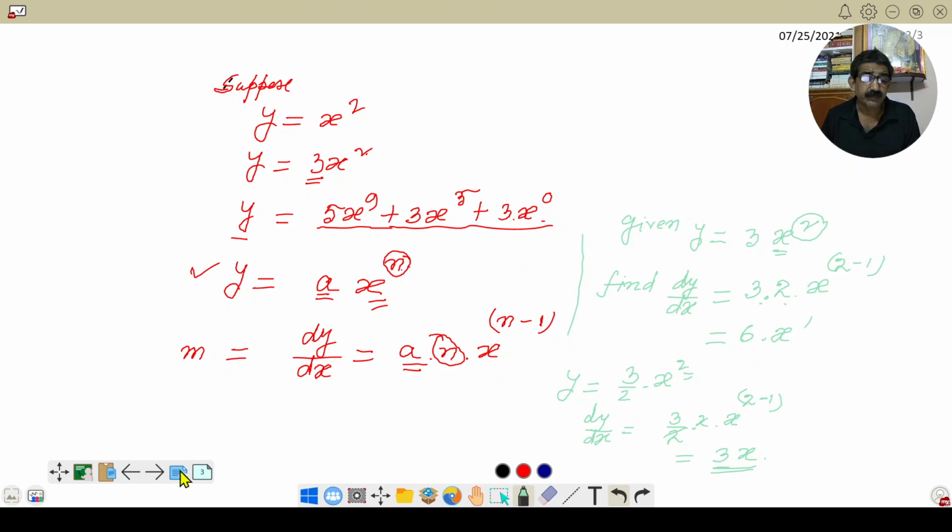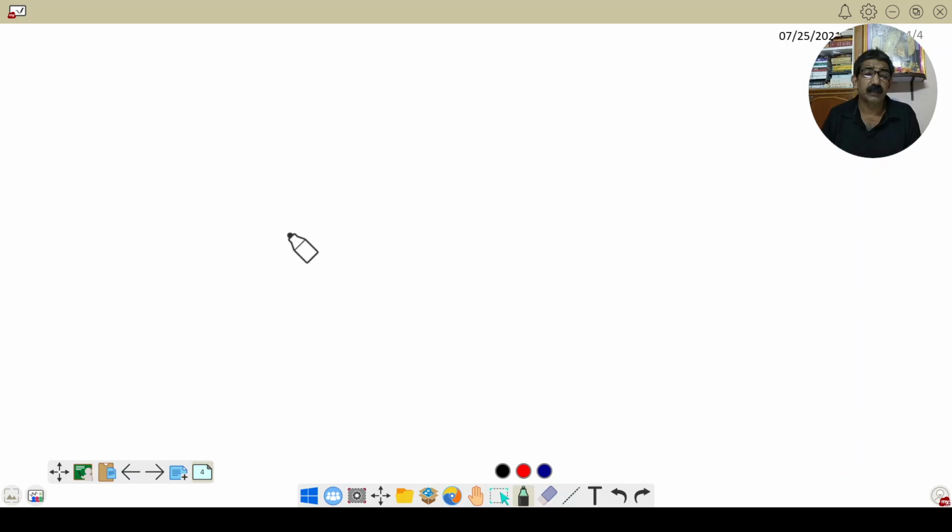Now, there are so many functions like this. This is a very simple function, y is equal to 3x square, y is equal to 3 by 2 x to the power 2 or x square. There are so many functions, and there are trigonometric functions also, exponential functions and logarithmic functions also. You have to go through the book, and in your book all the functions and their corresponding differential coefficients are given. I am discussing here some problems. Okay. So this is the fourth page.